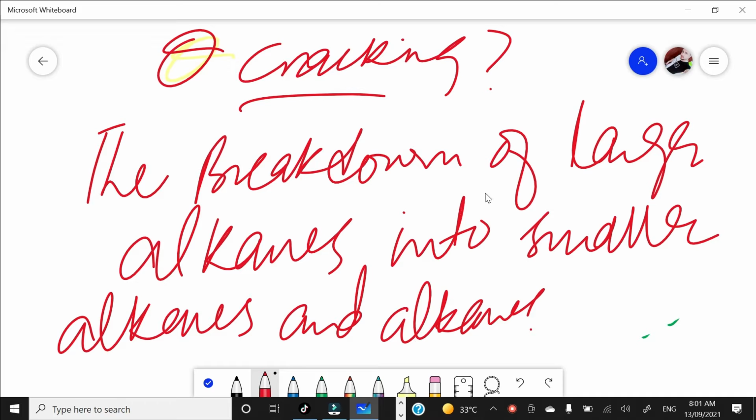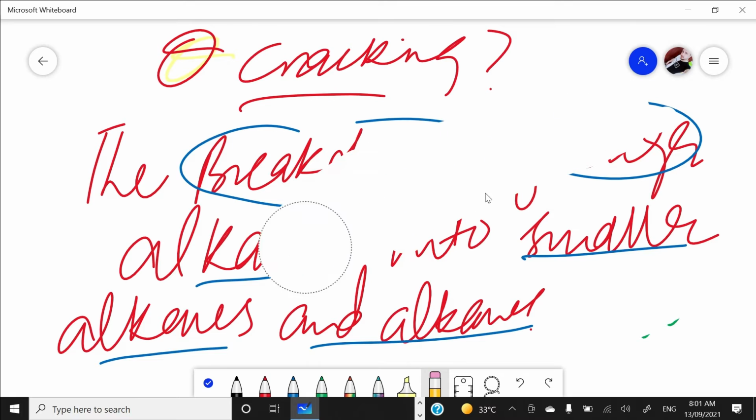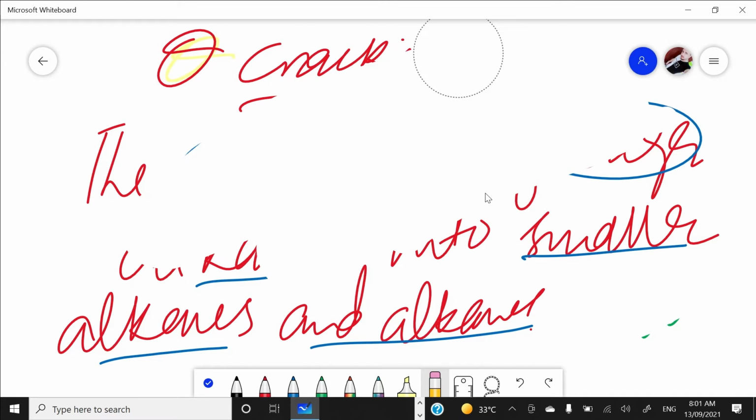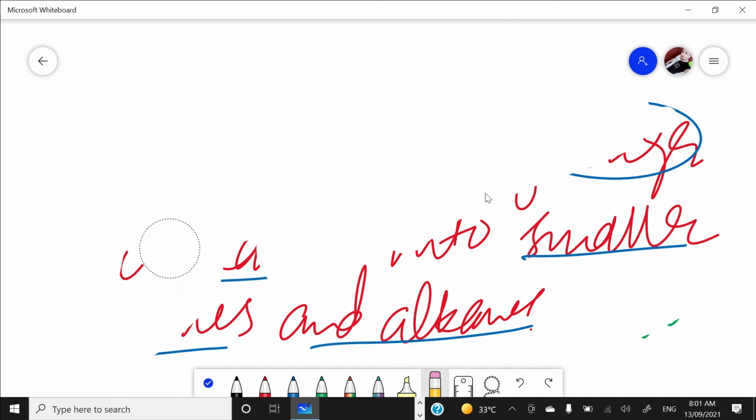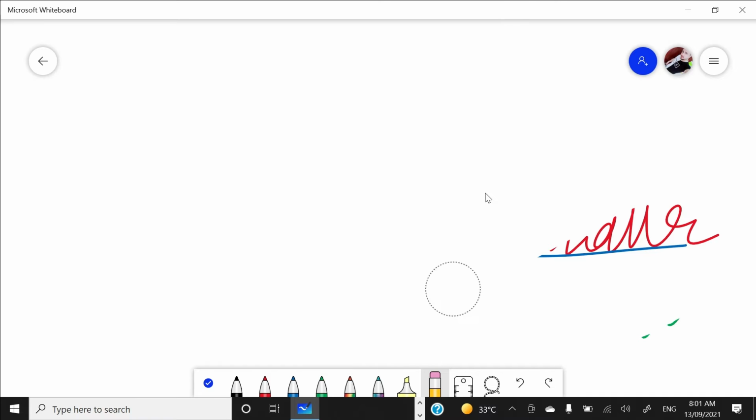First of all, the definition is very important, in which you're going to pick up two things out of that definition: the breakdown of the larger alkanes, okay, into smaller alkenes and alkanes. This is very important, which you need to keep in your mind. Moving on to the examples, the examiner will pick up one example which is a very crucial one, and we'll talk about that one after.